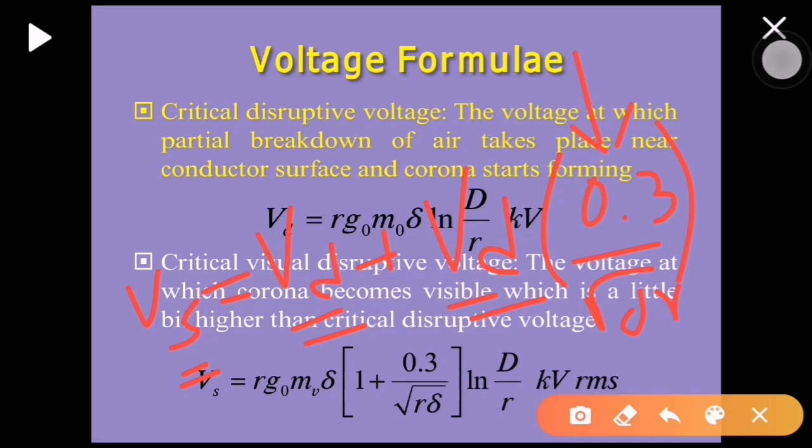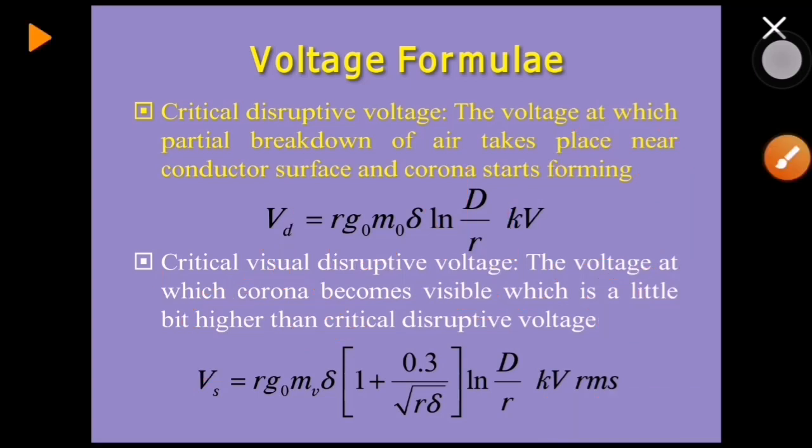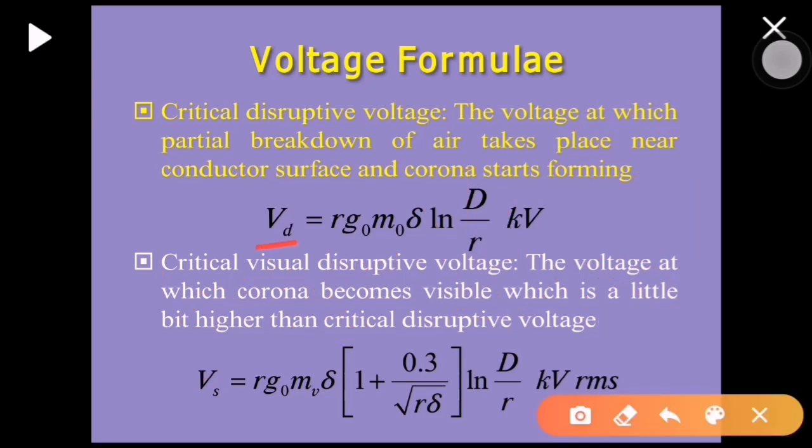What do you mean by empirical formula? The formula which is derived based on plenty of experimentations by the person. Clear? Look at the expressions of Vd and Vs again. Here m0 is written, here mv is there. They are theoretically the same. It means they are surface factors. But m0 is for Vd and mv is for Vs.